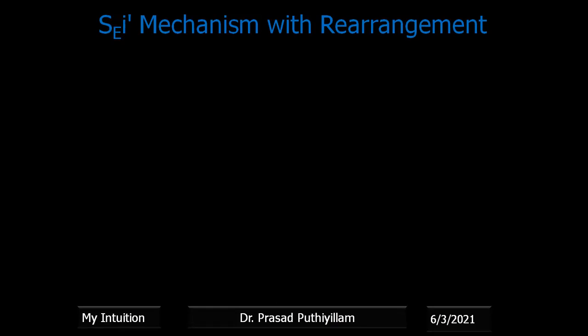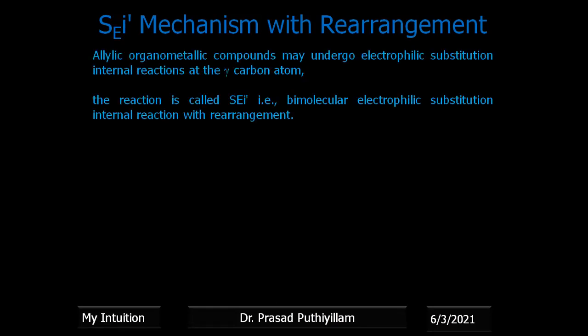Now another category, that is the SEI dash mechanism, SEI slash mechanism, SEI 1 mechanism, anything you can call it. A special case of the SEI mechanism, that is the SEI dash mechanism with rearrangement. So allylic organometallic compounds may undergo an internal electrophilic substitution reaction at the gamma carbon atom. Okay, what is the gamma carbon atom? That I will make clear. It is called the SEI dash reaction, or bimolecular electrophilic substitution internal reaction with a rearrangement. Say, for example, CH3, CH, double bond CH, single bond CH2, and Mn.